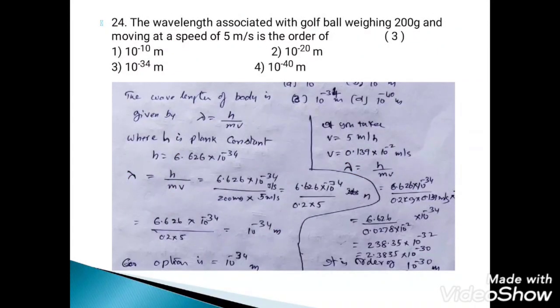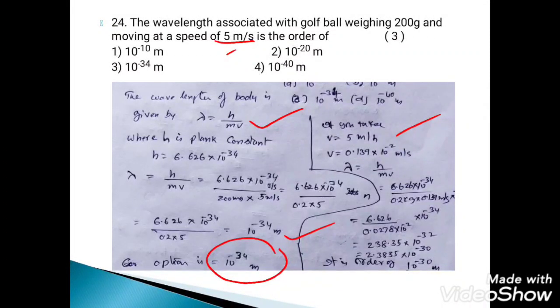Next, coming to the 24th question, the wavelength associated with the golf ball of 200 grams and moving at the speed of 5 meters per second. Here, if you take 5 meters per second and substitute in lambda is equal to h by mv, you will get the answer of the order of 10 to the power of minus 34. But in some of the books it has been given as 5 meters per hour. That has also been calculated.